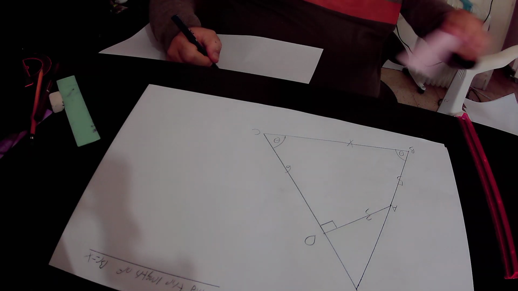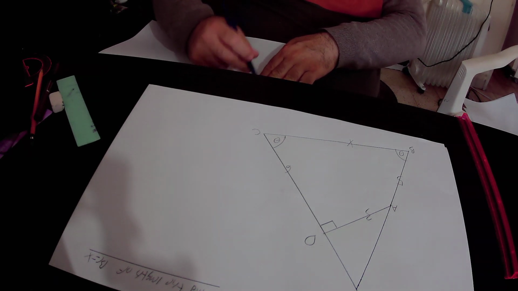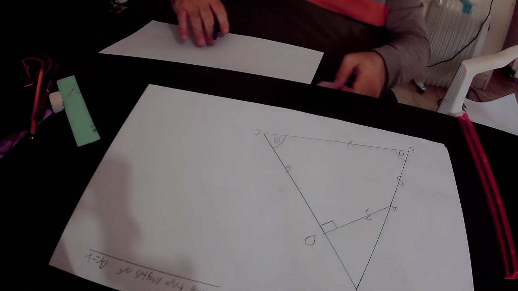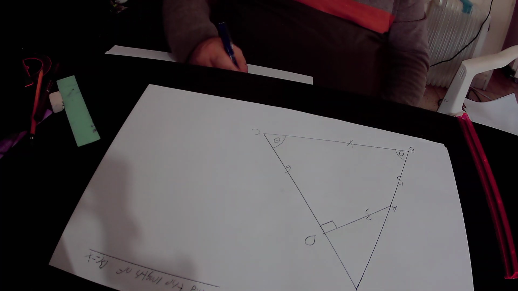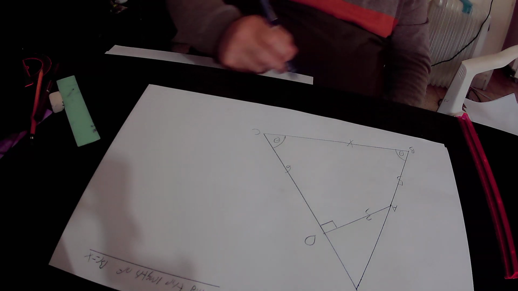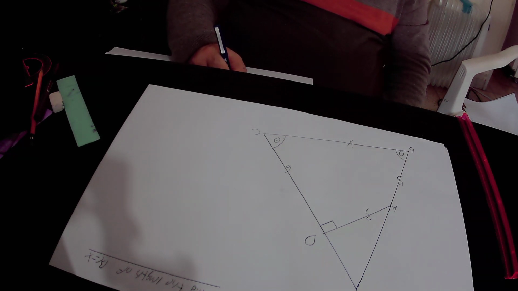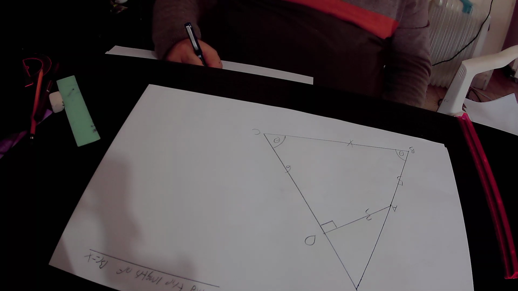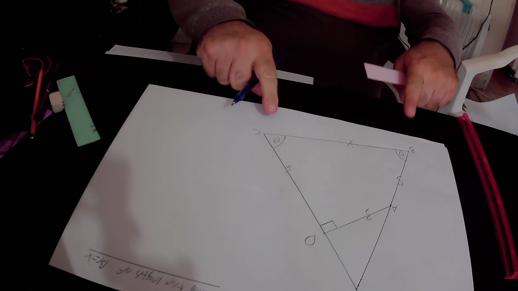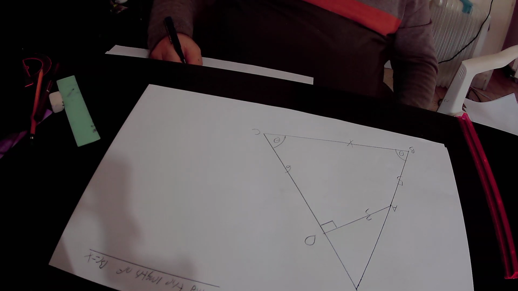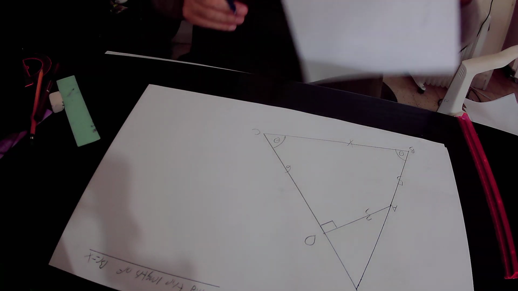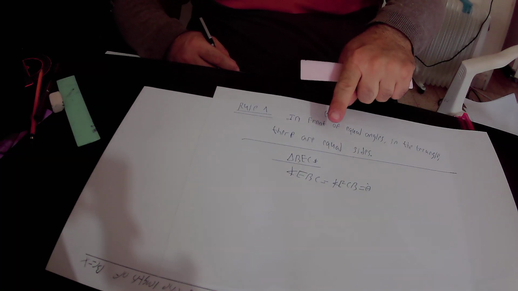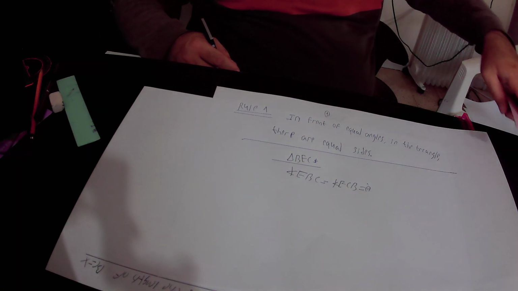we know that angle EBC, this angle, is equal to angle ECB, this angle, and both angles are equal to theta. Repeat again, in triangle ECB, we know that angle EBC equals angle ECB equals theta.